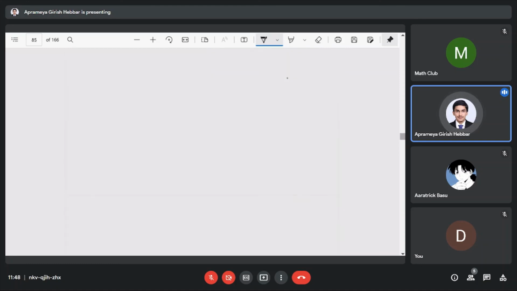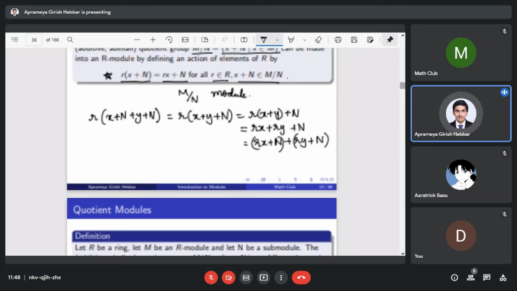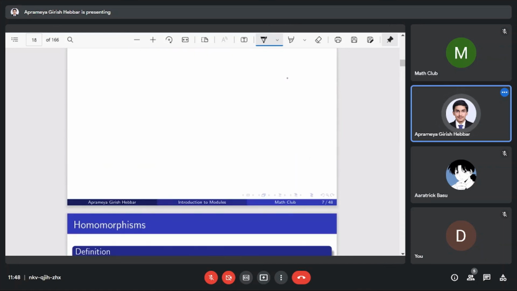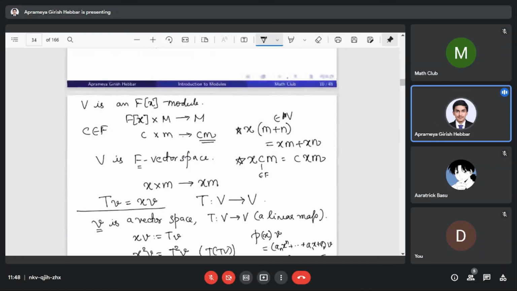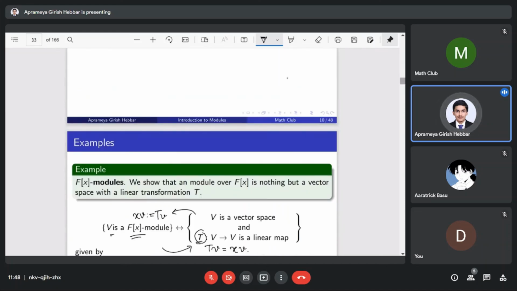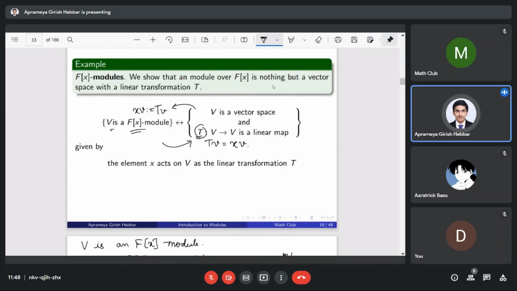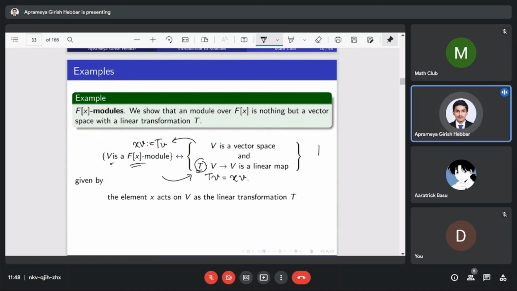Yeah. So one last remark. The result we saw over here, that you can recognize any F[x] module as a vector space and some linear map T, will be very much used to derive many properties like Jordan canonical form and rational canonical forms and so on. So all these are applications of module theory. Yeah, that's all.